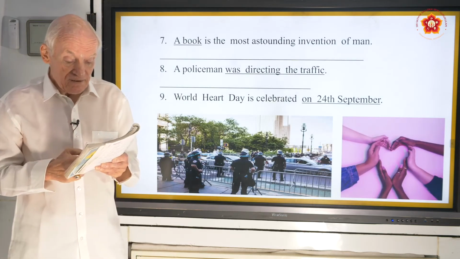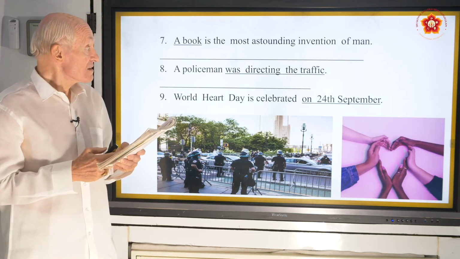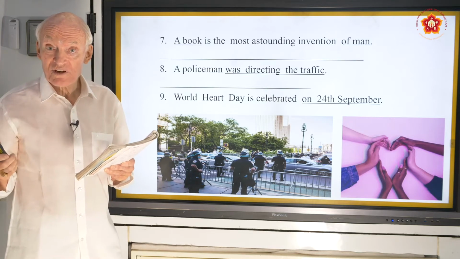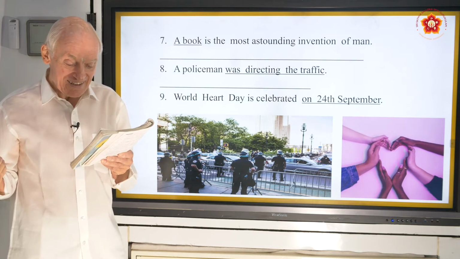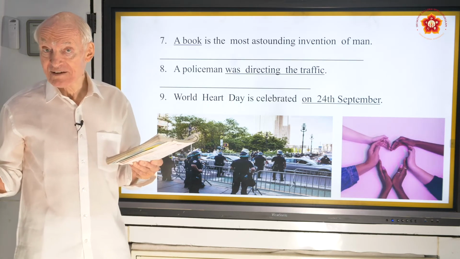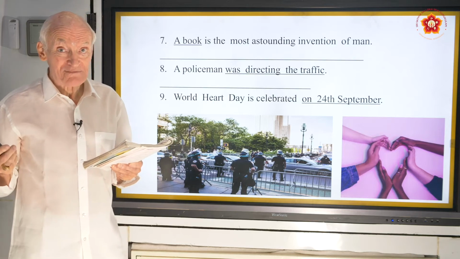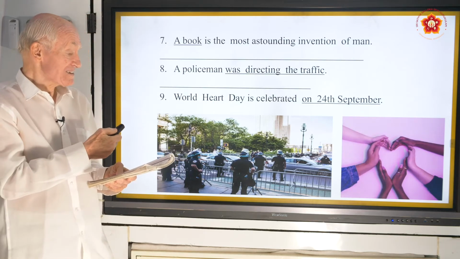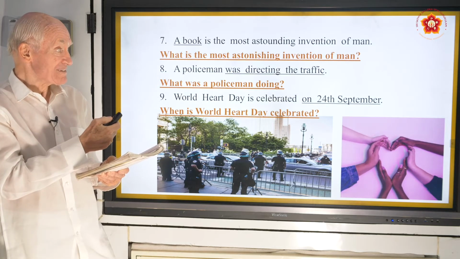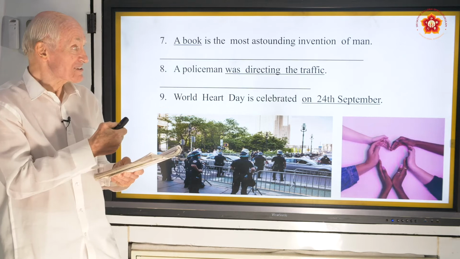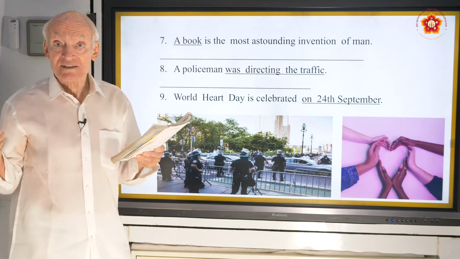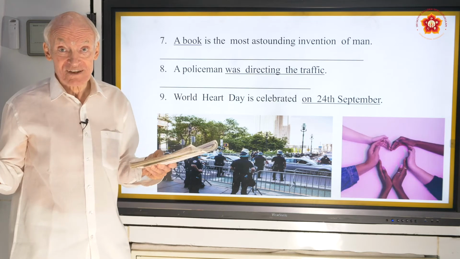The answer is, a book is the most astounding invention of man. So we're asking a question. What is the most astounding invention of man? And so we have to think about this. There's a lot of astounding inventions of man, but the book is the most astounding. Let's go back and see if we've got the right question. What is the most astonishing invention of man? And why is it the most astonishing invention of man? Because it's the only invention that extends our memory and our imagination.